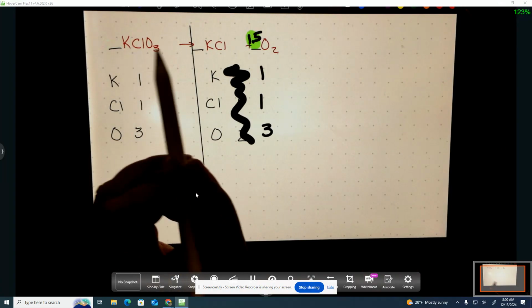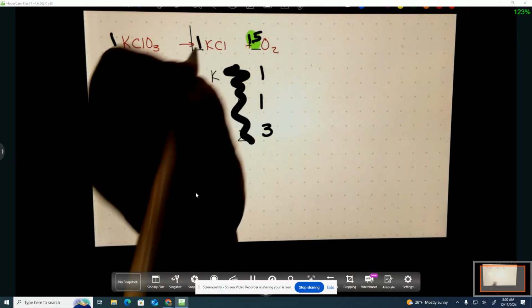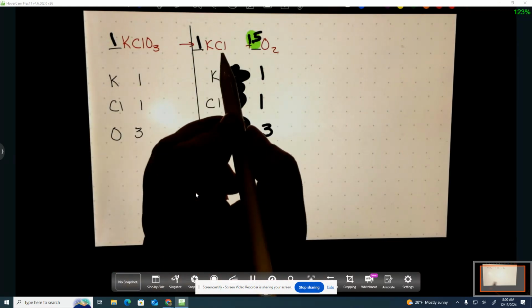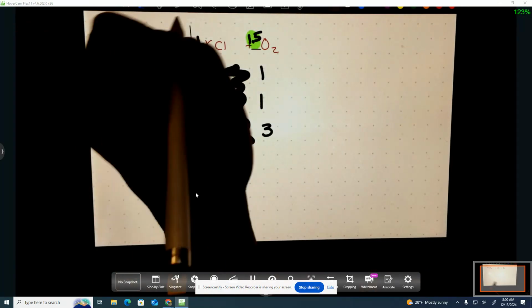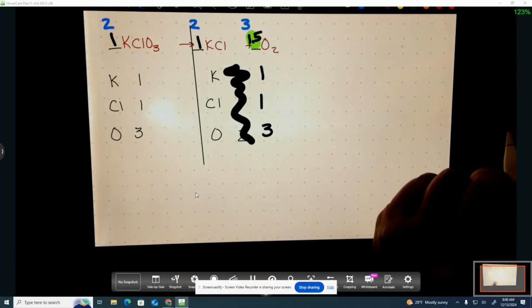What numbers are here? 1. So if I double this, I have to double everything. So now it becomes 2, 2, 3. And I'm done. Okay? See how I did that, Mia?